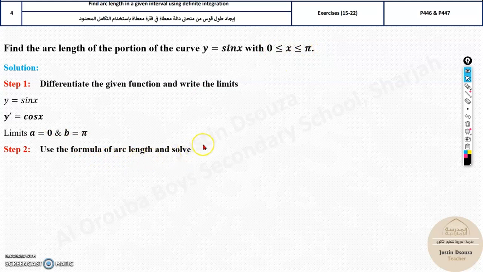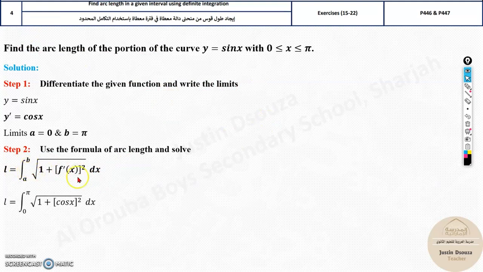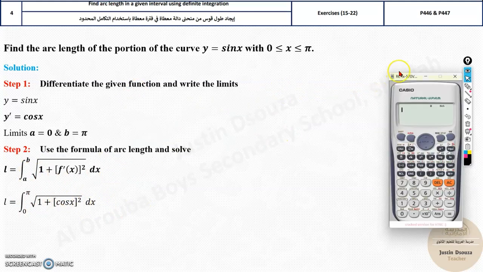And now you can use the formula of arc length and solve it. The formula for arc length is given over here. You have to memorize this formula. This is a simple formula, and even the surface area, which will come in the coming videos in part B, is again very simple. Only 2 pi will be added over here. So now, 0 to pi, we just substitute it and you can directly do it in the calculator.